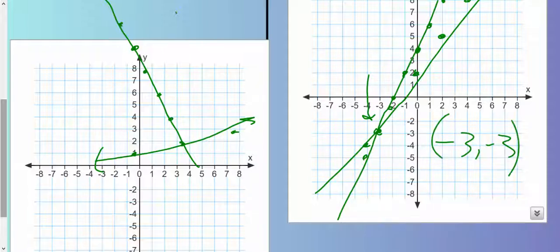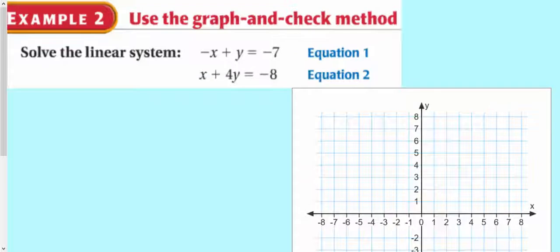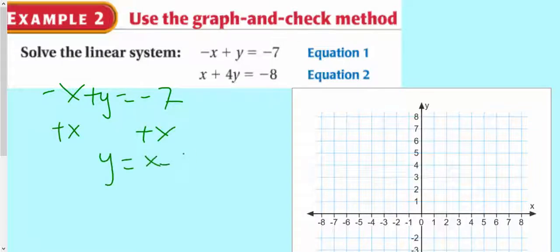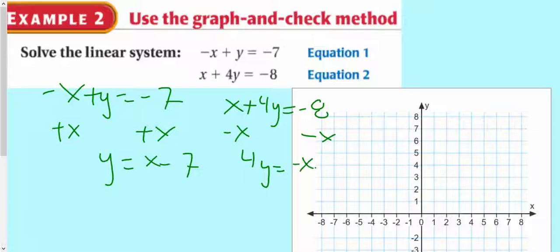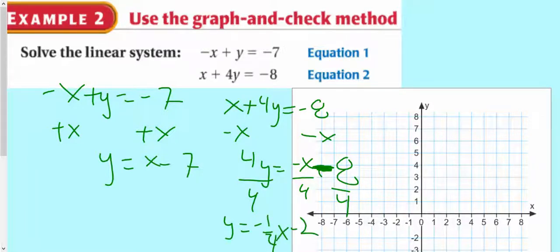All right, so there are two examples for you. If they're not solved for y, you need to solve the equations for y. For example, for both of these, we would have to add x to both sides. So y equals x minus 7. And for this one here, we would have to subtract the x, and then divide by 4. So y equals negative 1/4 x minus 2. And then you could graph them from there.